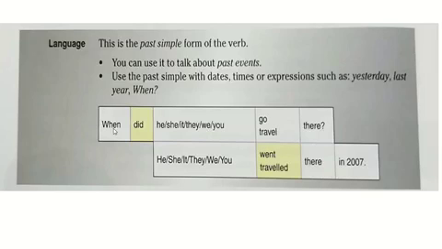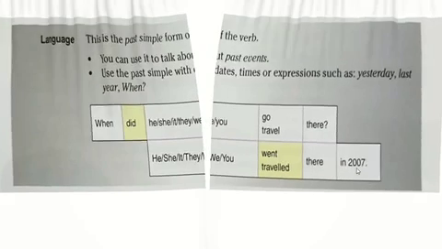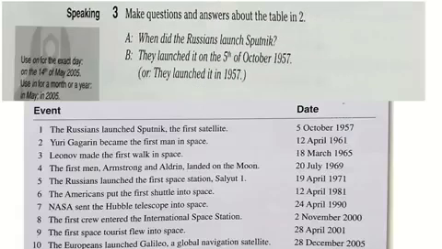Okay? Another example. When did they travel there? I say, they traveled there in 2007. Okay. Now, please, this is the exercise that you took last time, I mean, part 1 of the same lesson. Now, we want to make questions and answers about this table in exercise 2. These are the sentences. You took them last time.